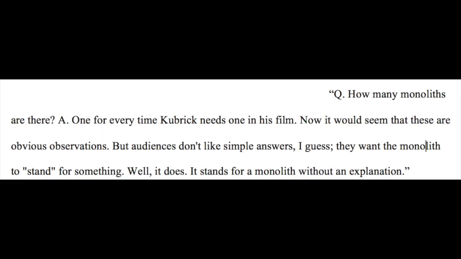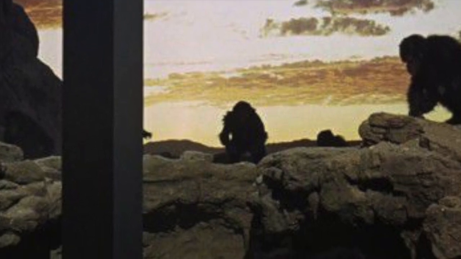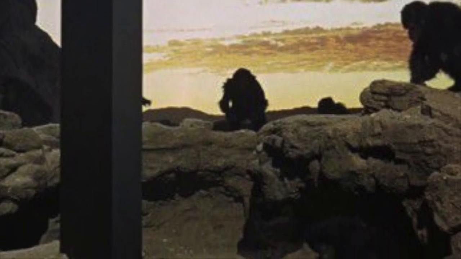His journal reads, question, "How many monoliths are there?" And his answer to that is, one for every time Kubrick needs one in his film. "Now it would seem that these are obvious observations, but audiences don't like simple answers. They want the monolith to stand for something. Well, it does. It stands for a monolith without explanation." This quote shows that the monolith may not have been put in the scene to mean anything in specific. Kubrick may have used this discontinuity just to make us wonder what the monolith was and where it came from.